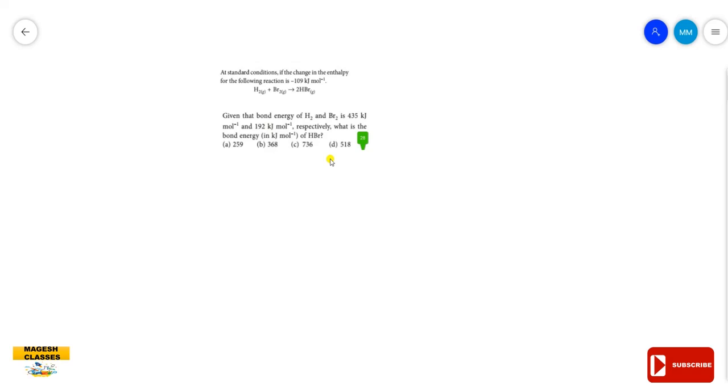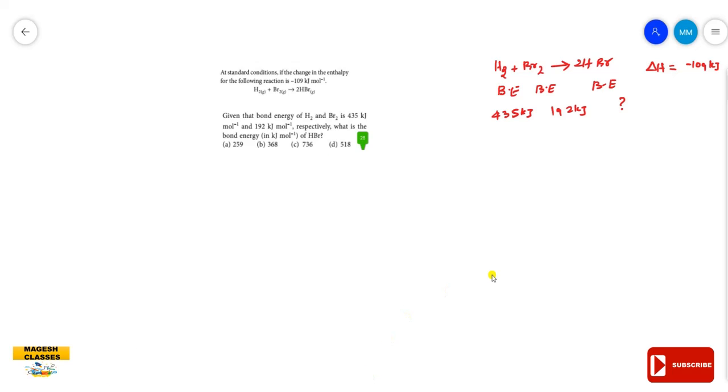So the concept is, the formation of HBr is given, and the bond energy of hydrogen, the bond energy of bromine and the bond energy of the products are known. We can calculate the enthalpy change of the reaction. In this problem, the enthalpy change is given. It is minus 109 kilojoule per mole. To balance, it is 2 HBr. The bond energy of hydrogen is 435 kilojoule and the bond energy of bromine is 192 kilojoule. What is the bond energy of HBr? This is the question.